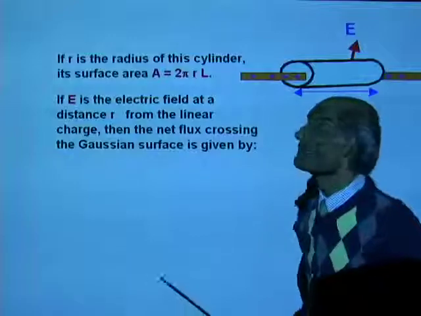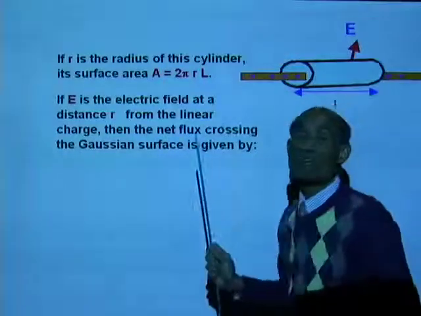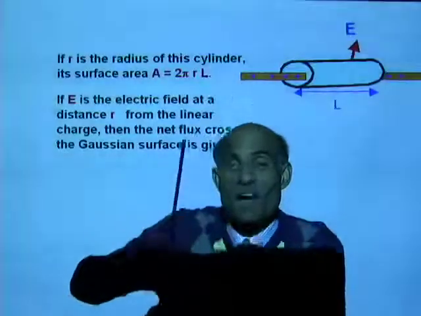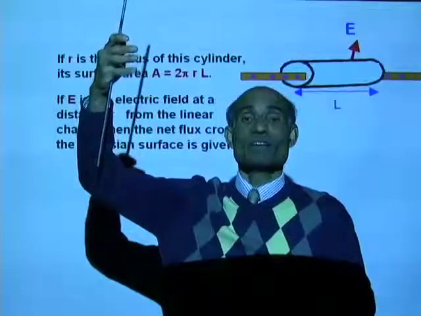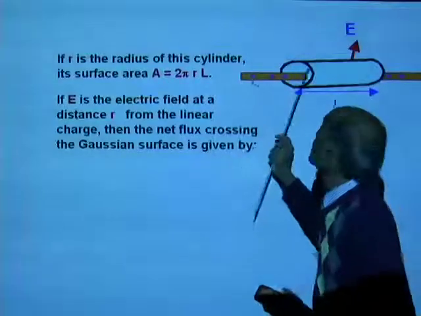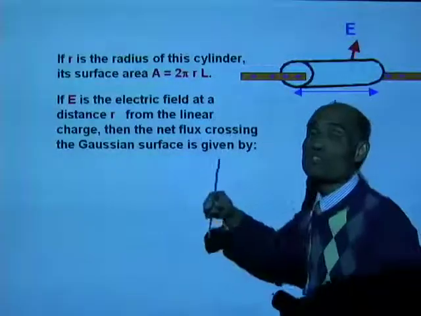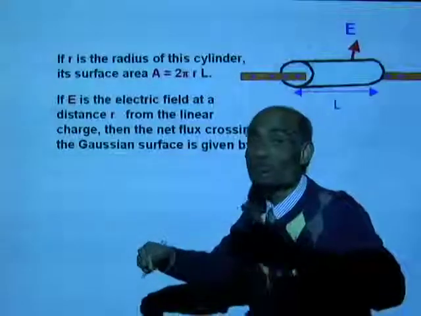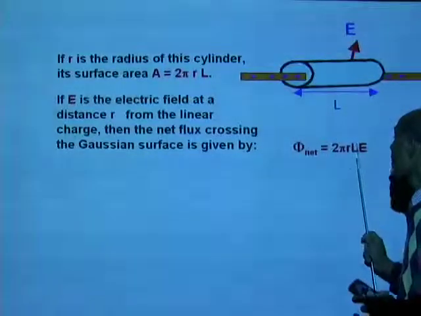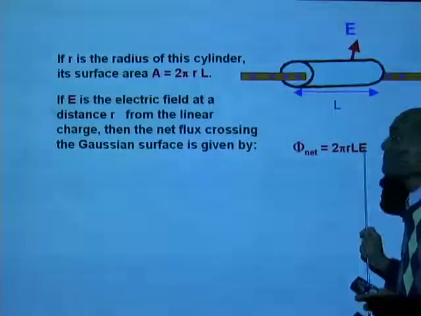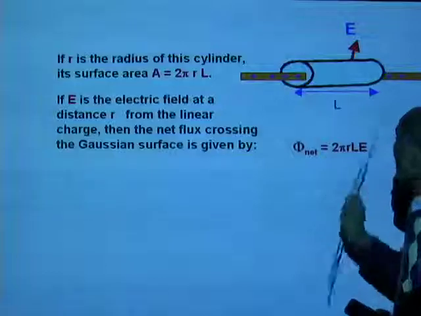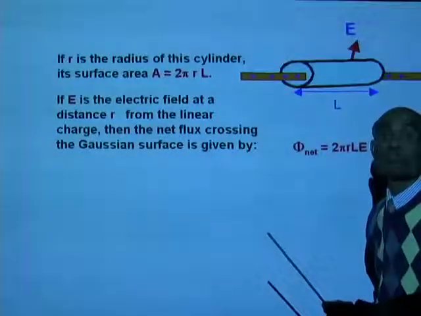Why do we need the area? If E is the electric field at any point on the Gaussian surface, then what is the net flux crossing the Gaussian surface? The net flux crossing the Gaussian surface will be its area multiplied by E. E stands for flux per unit area. So phi net equals the area of the Gaussian surface multiplied by flux per unit area, that is the electric field. Well, we now know the net flux.